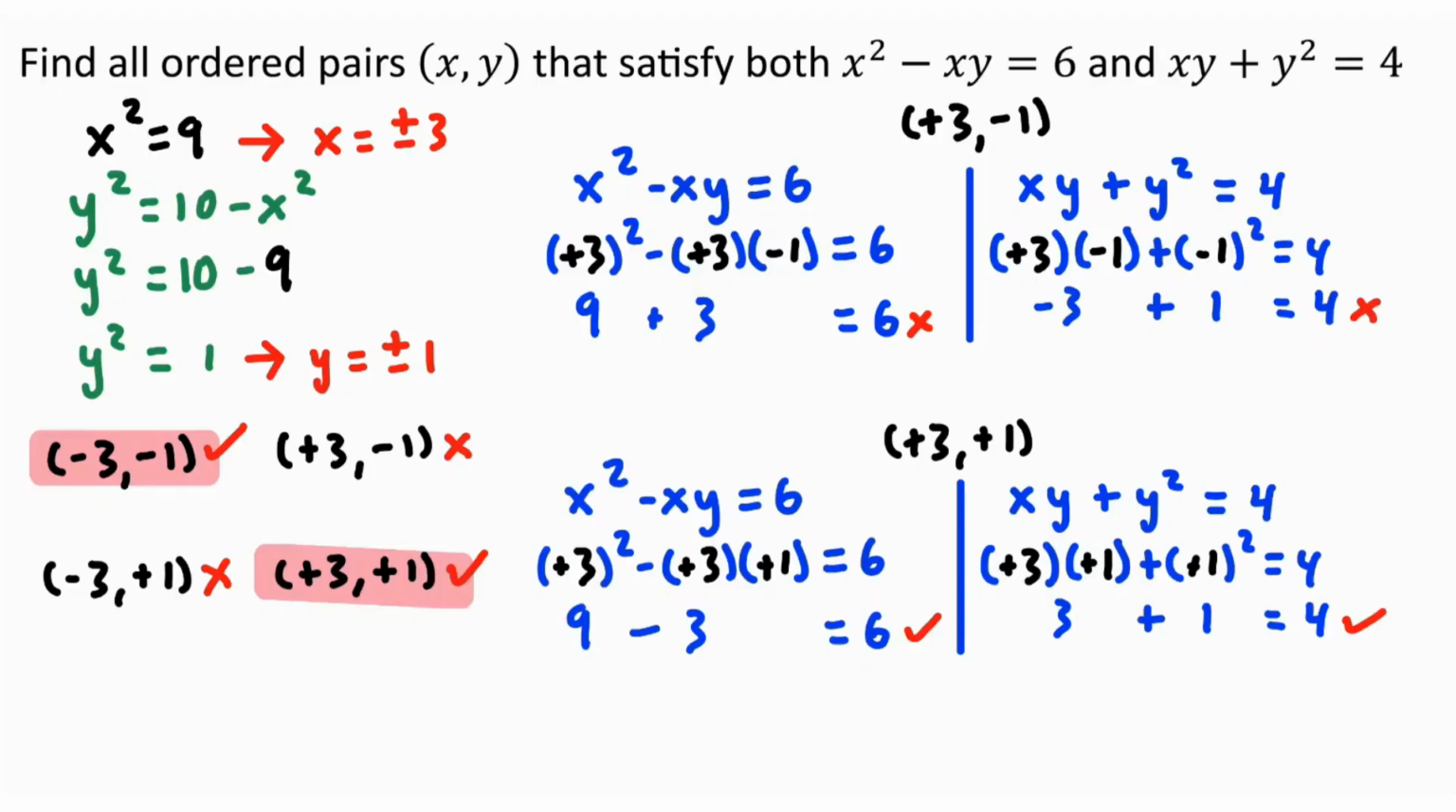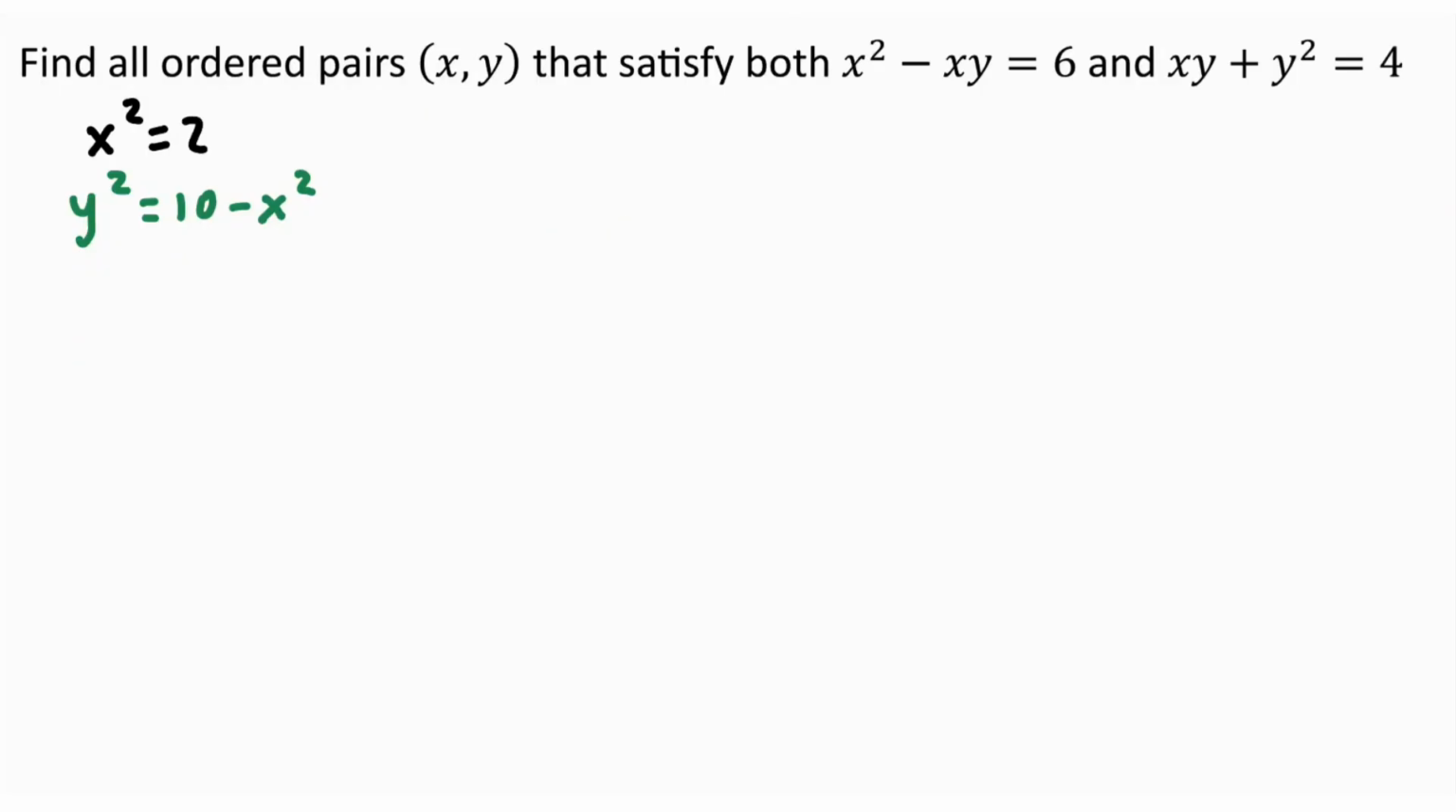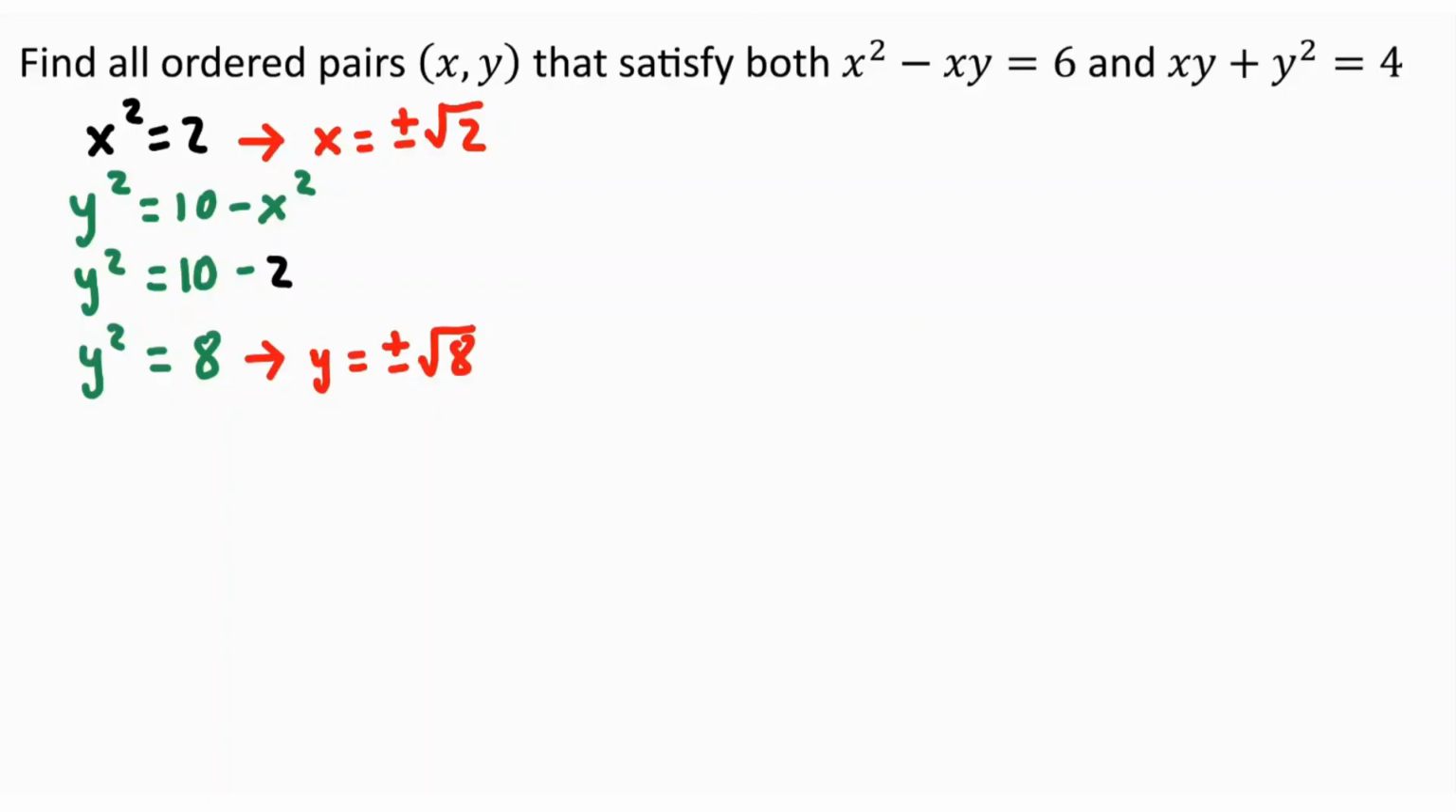We also need to solve x squared is equal to 2. So substituting to the y squared equals 10 minus x squared, we get y squared equals 10 minus 2, or y squared is equal to 8. Then we'll solve x, we get x equals plus or minus root 2. Solve for y, we get y equals plus or minus root 8, or y is equal to plus or minus 2 root 2.